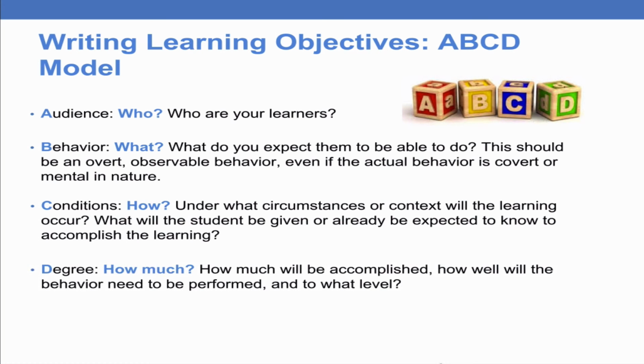And then you have degree. For how much? How much will be accomplished? How well will the behavior need to be performed, and to what level? Do you want total mastery, which is 100%, or do you want them to respond correctly 80% of the time? A common and totally non-scientific setting is 80% of the time.